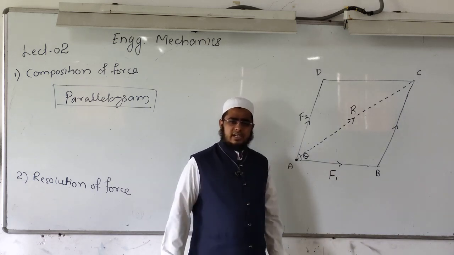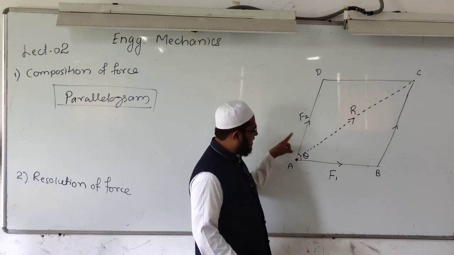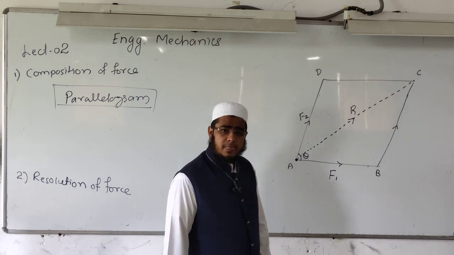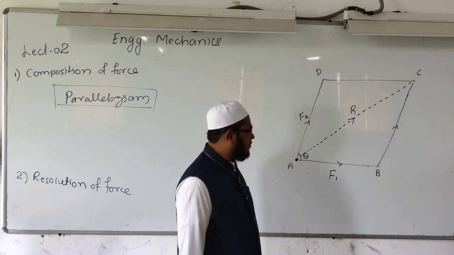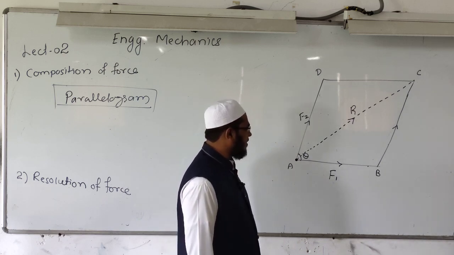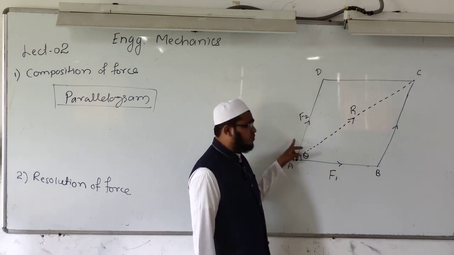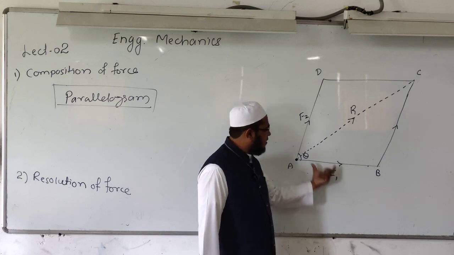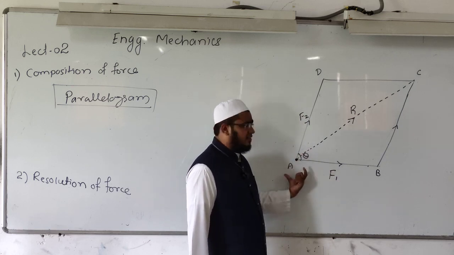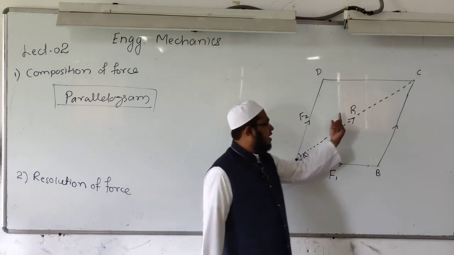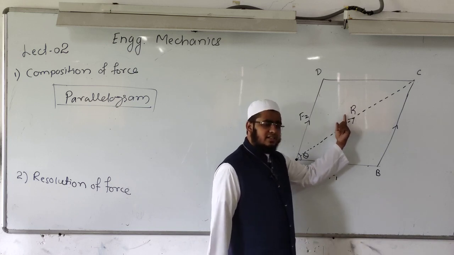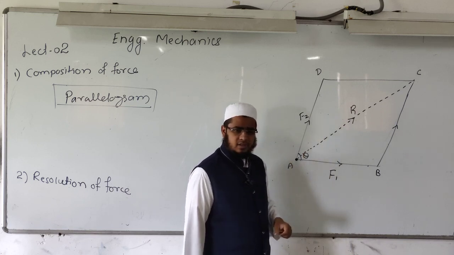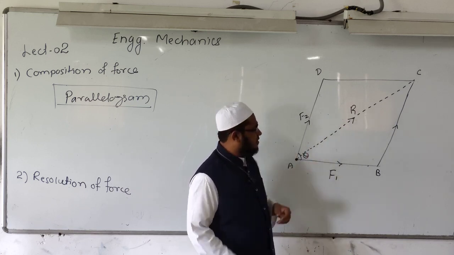The law of parallelogram states that if two forces are acting concurrently, being represented in magnitude and direction by two adjacent sides of the parallelogram, then the resultant of these two forces is the diagonal of the parallelogram. It means the forces F1 and F2 act at A, and the resultant is R, which is represented in magnitude and direction by the diagonal AC. Now how to find the resultant?